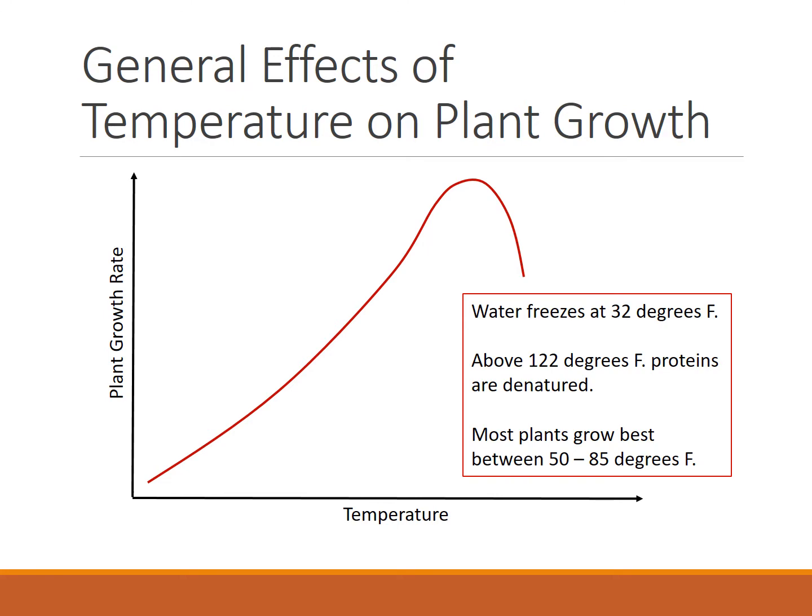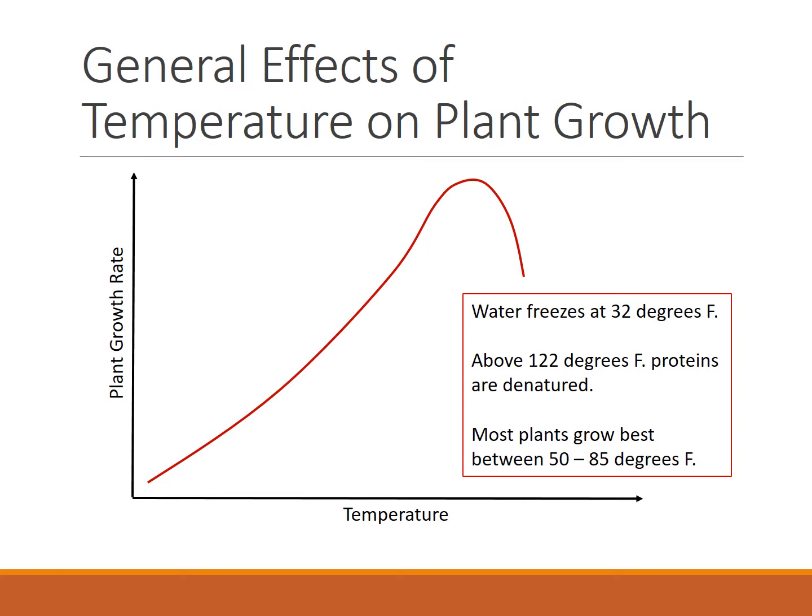Somewhere around 122 degrees Fahrenheit, proteins become denatured. So when we go beyond that temperature, we see that plant growth starts to drop off quite a bit. Most plants grow best between 50 and 85 degrees Fahrenheit, and that is a broad generalization.